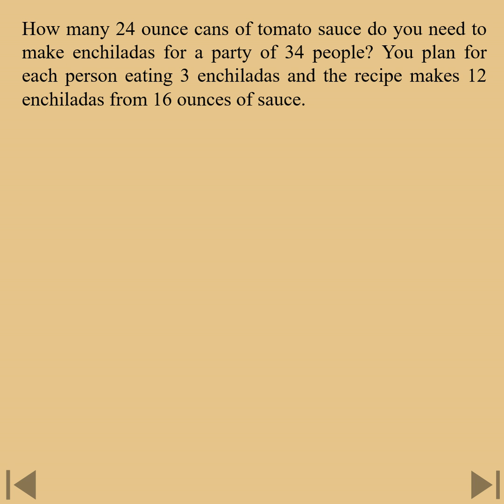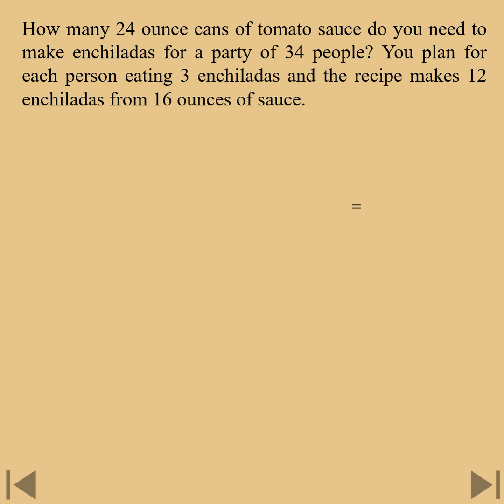Okay, one more real-life problem, and I'm using real-life problems to illustrate that units work with any set of units, and real life has lots of units, but not so many equations. All right, anyway, we're asked how many 24-ounce cans of tomato sauce you need to make enchiladas for a party of 34 people. You plan for each person to eat 3 enchiladas, and the recipe makes 12 enchiladas from 16 ounces of sauce. All right, what are we after?